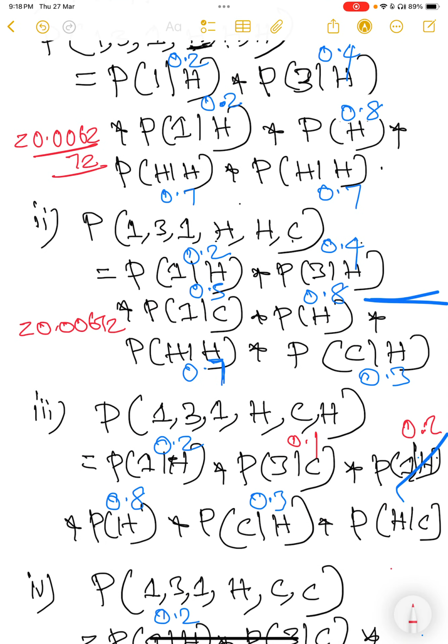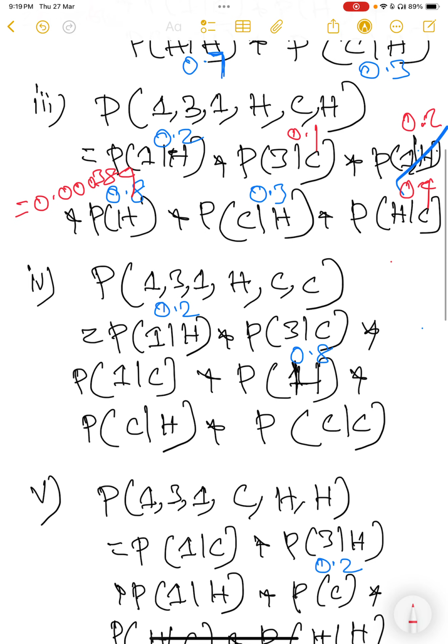Given cold is 0.4. So we will multiply 0.2 into 0.1 into 0.2 into 0.8 into 0.3 into 0.4. So it's 0.000384. It's going to be 0.000384. Right.